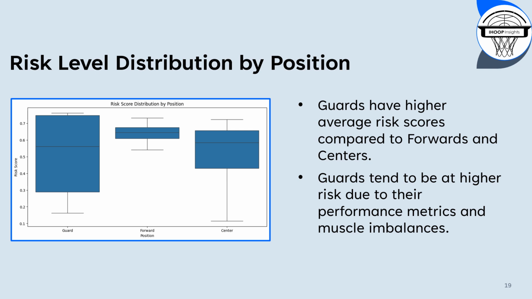We do have a risk level distribution by position. The distribution for guards is from 0.2 to 0.7. However, the higher average score is for forwards, which sort of conflicts with our initial data analysis that the forwards are safe, but as per our model and the risk score which we gave, the forward is also prone to injuries.